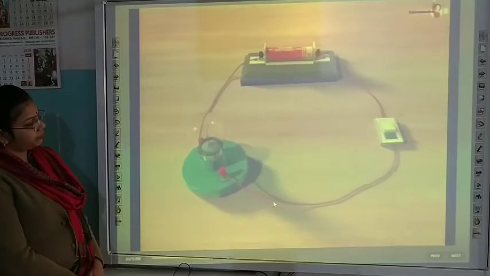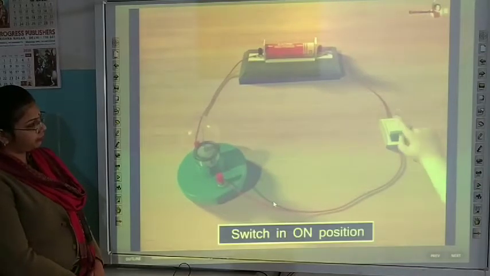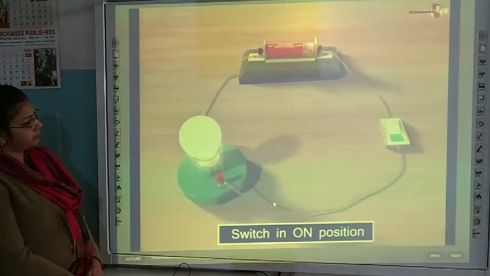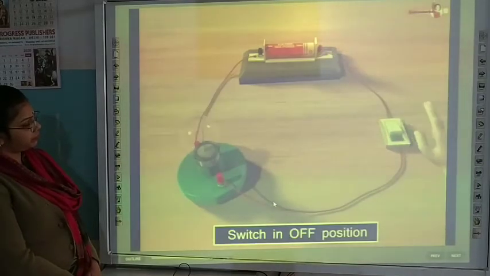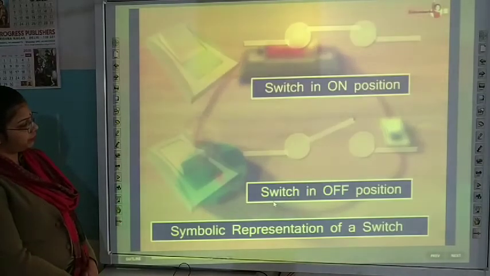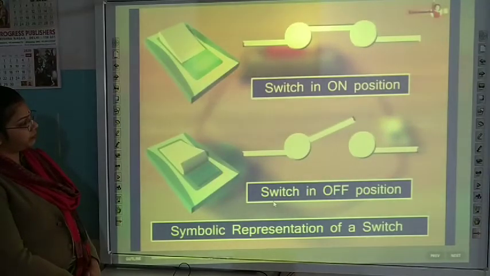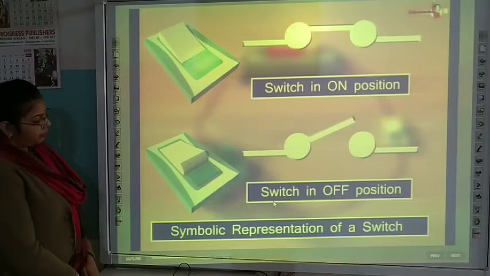If the switch is in the on position, then the current flows through the circuit. Otherwise, in its off position, no current flows through the circuit. The symbolic representation of an electric switch in on and off positions is shown.